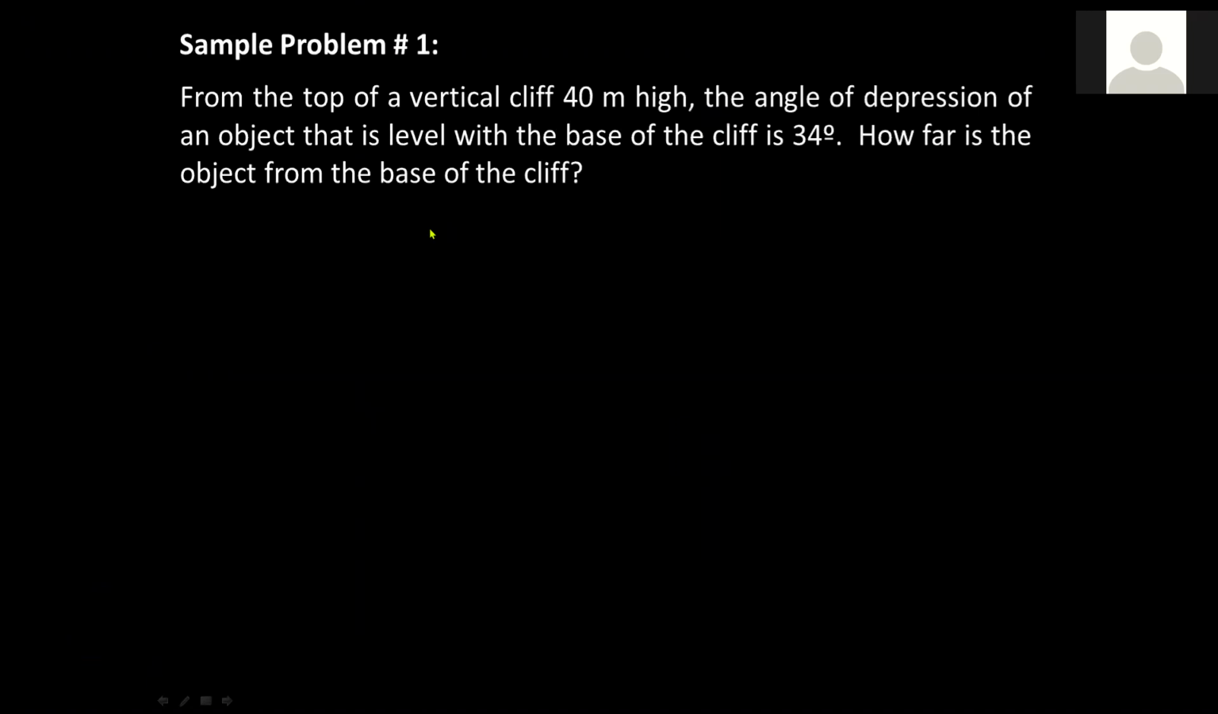Okay. So, sample problem number 1. From the top of a vertical cliff 40 meters high, the angle of depression of an object that is level with the base of the cliff is 34 degrees. How far is the object from the base of the cliff? So, from the word angle of depression, ibig sabihin niya, anak, yung nag-o-observe, mas mataas ang elevation niya kaysa doon sa ino-observe. So, ibig sabihin, yung nag-o-observe, nasa top.